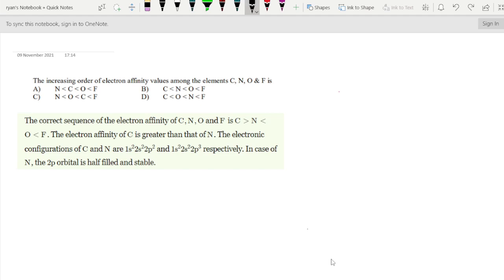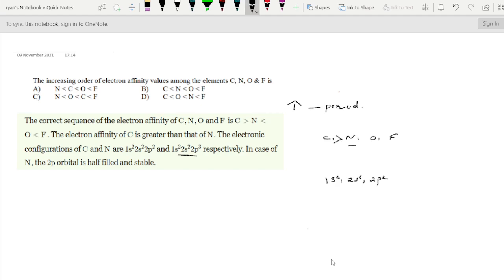Generally, we can say electron affinity increases across the periodic table and sometimes decreases down the periodic table. Therefore, here the correct order is carbon, nitrogen, oxygen and fluorine. The electronic configuration of carbon is 1s2, 2s2, 2p2. The electronic configuration of nitrogen is 1s2, 2s2 and 2p3. In nitrogen, the 2p orbital is half filled and stable. Therefore, carbon is greater than nitrogen.